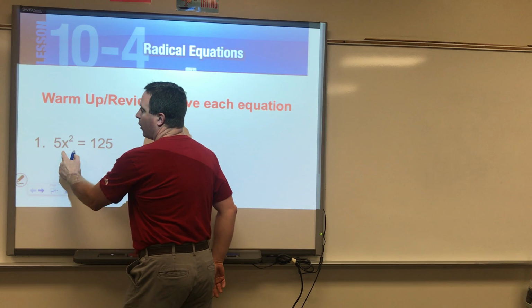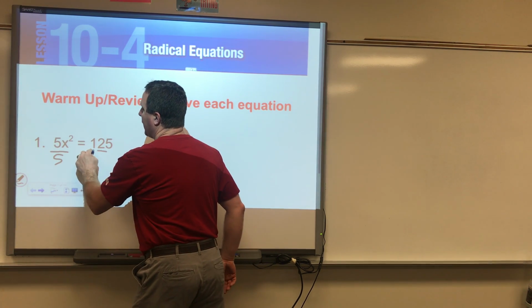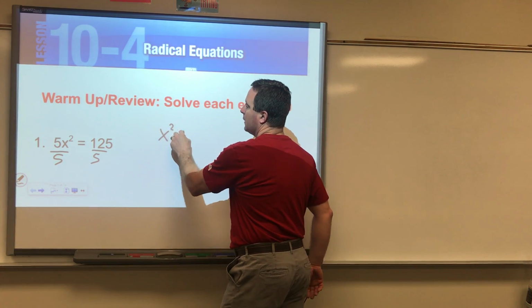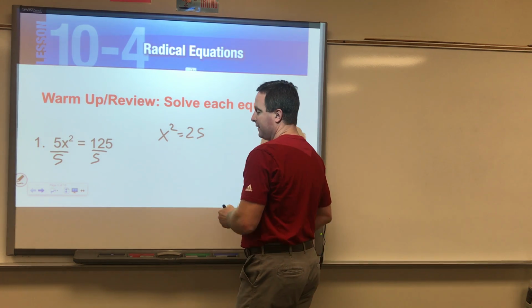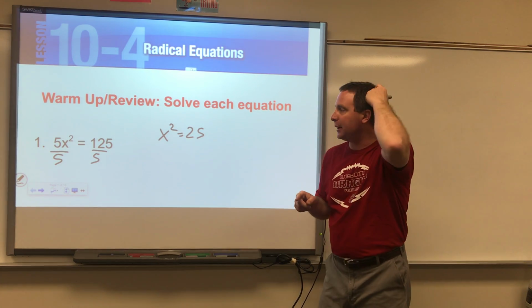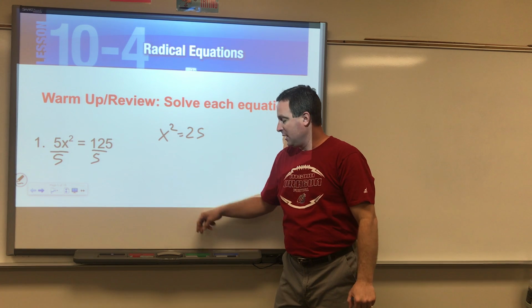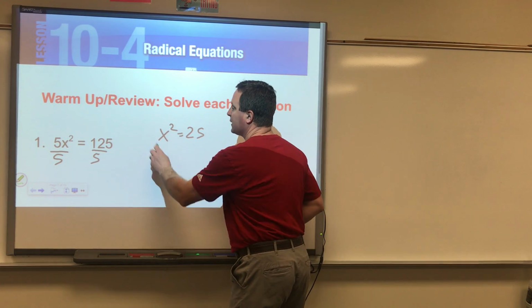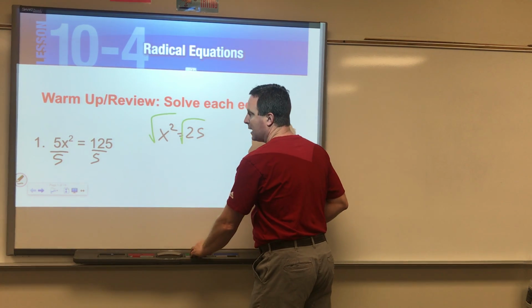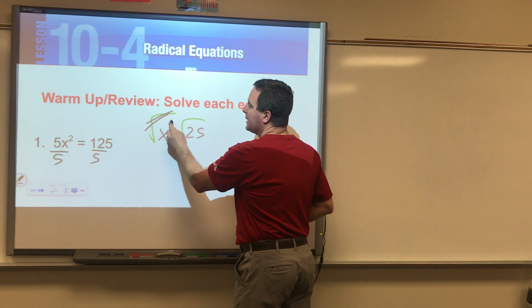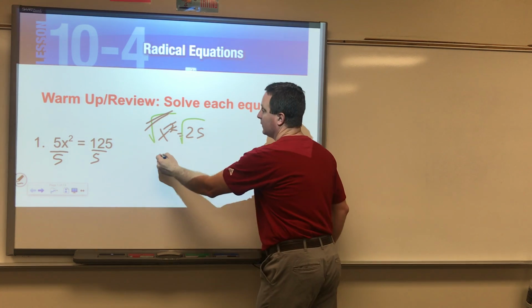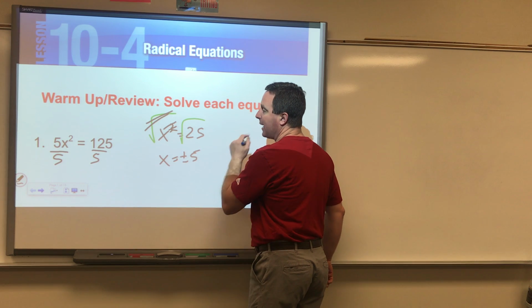Our goal here is to get x by itself, so I'm going to divide by 5. That gives me 25. And then here's the whole key for today that I'm going to point out. How do I get rid of a square? Well, when we did this before, what we did is we square rooted both sides. And the square root canceled out the square. And we got plus or minus 5 as an answer.